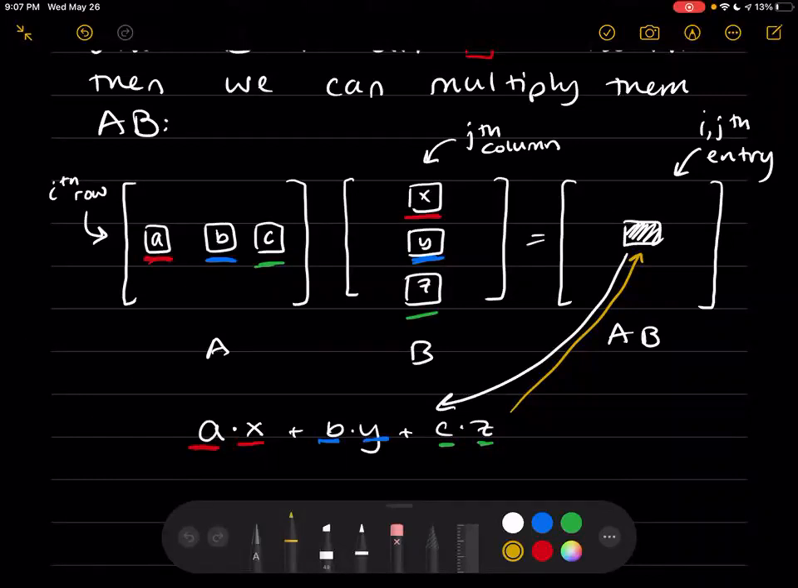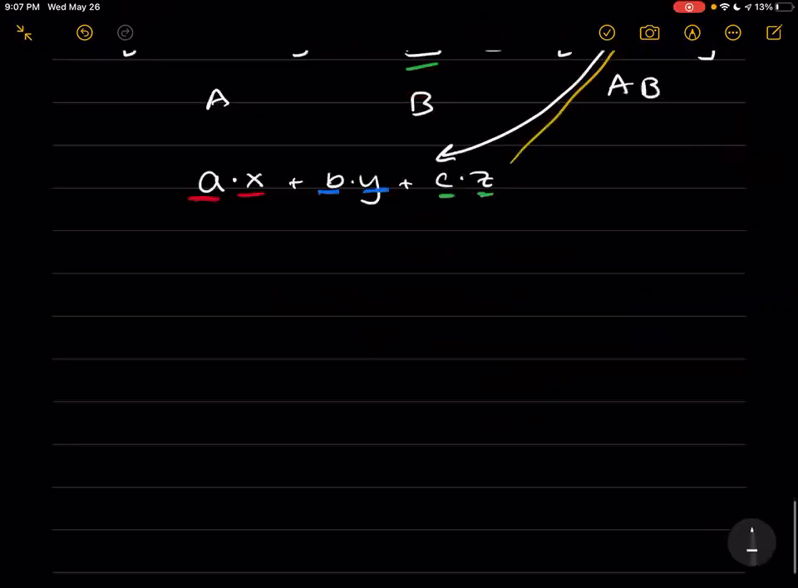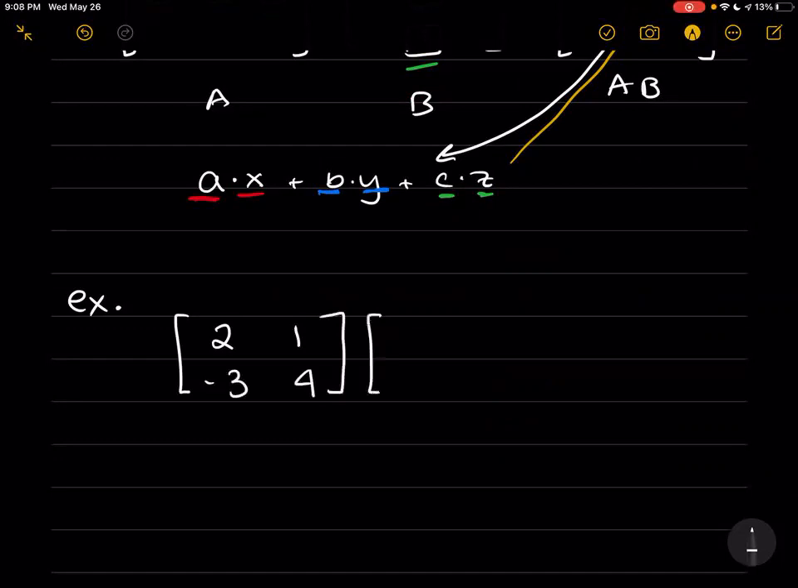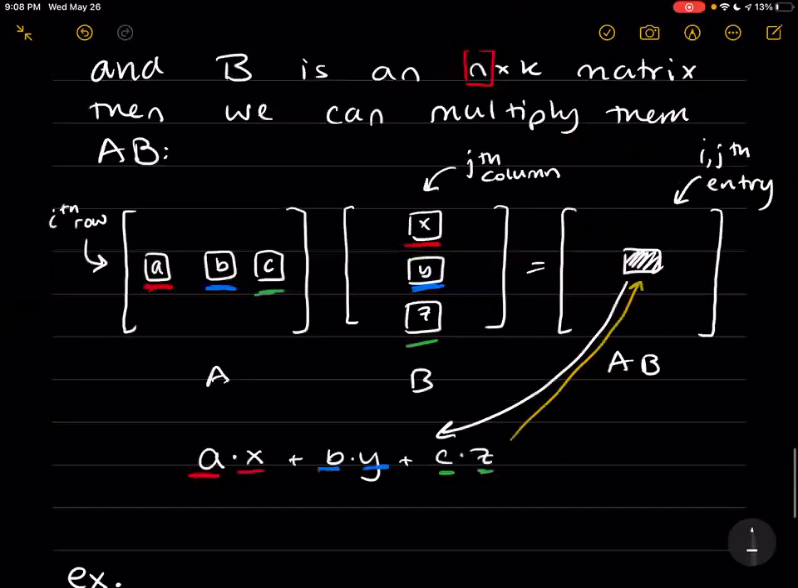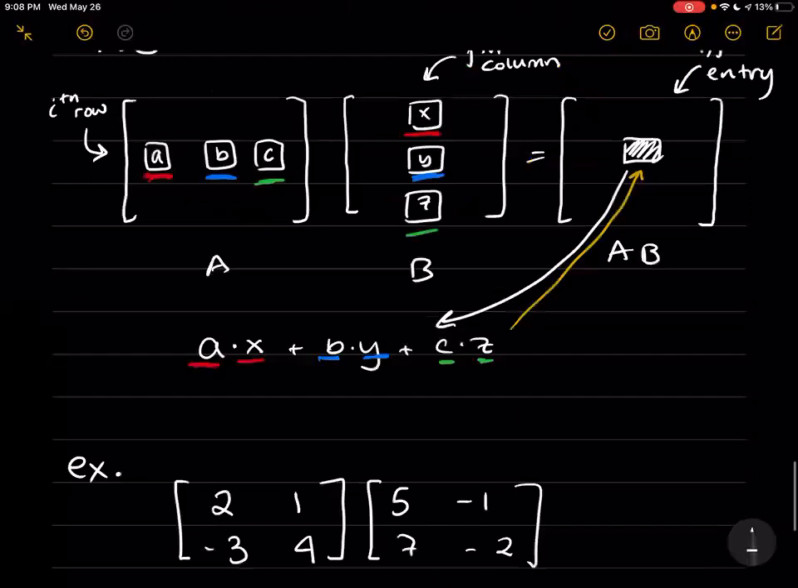So this is really confusing, I'm sure. Matrix multiplication is not nice. So let's go ahead and take a look at an example, and let's try to get a feel for it in a more concrete setting. So let's say we wanted to multiply 2, 1, negative 3, 4 by 5, negative 1, 7, negative 2. Now, remember my note that when you're multiplying matrices, their dimensions have to match up in a very specific way.